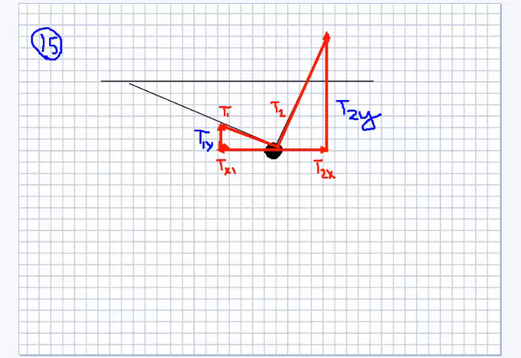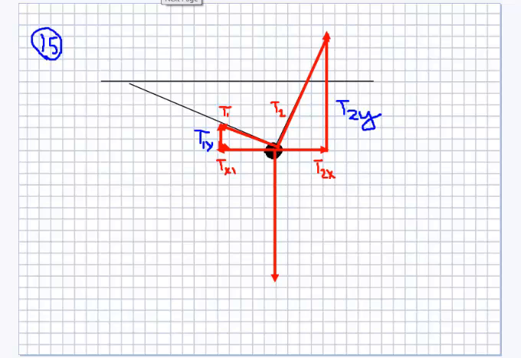Just to finish the problem off, the gravity force on the ball, of course, will run down. How big will it be? It'll be as big as T1y plus T2y, so that there's no net force in the y direction either. So that's the gravity force, and there's a complete force diagram.